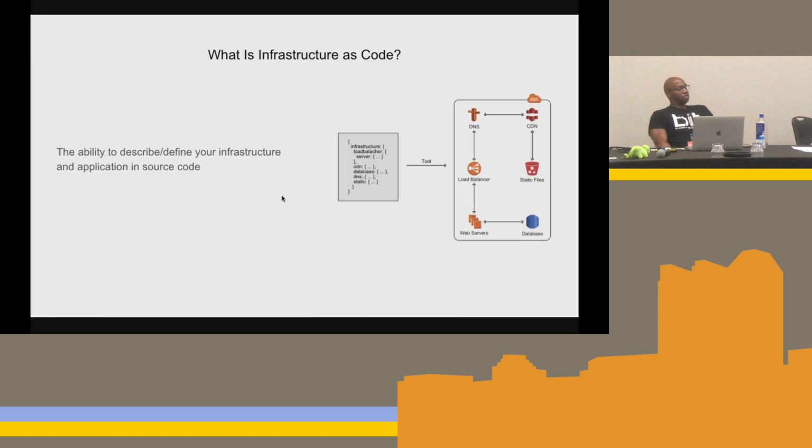What is Infrastructure as Code? Basically, it's the ability to describe and define your infrastructure and application in source code, right? In Terraform, you use what's called a Terraform manifest. You declare what you want, the resources that you want, how they connect, and then it pretty much goes out to any of the cloud providers or any provider that you specify, and it builds the resources that you declare.